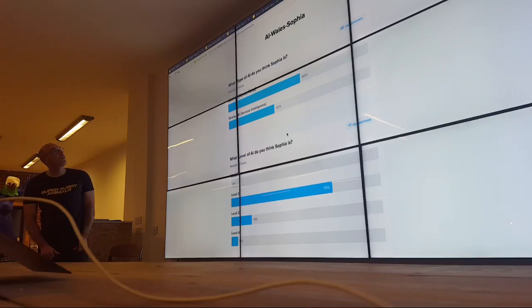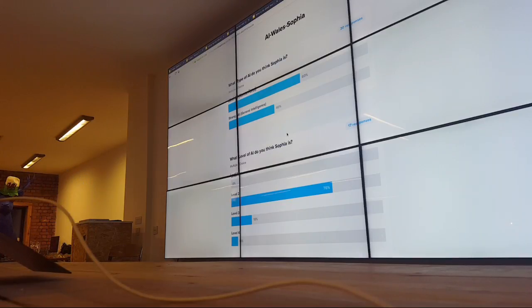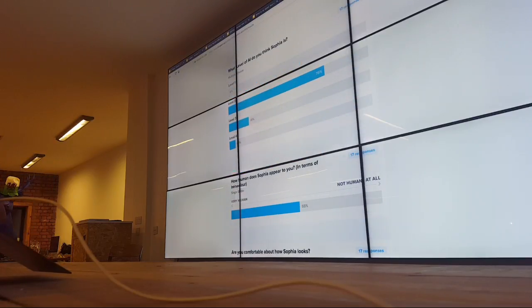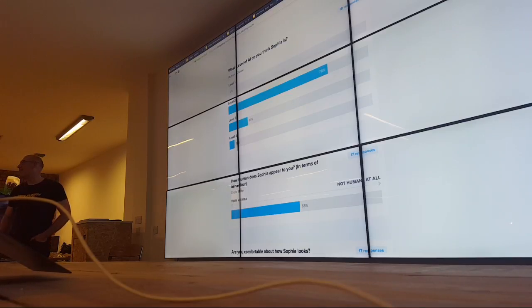When we looked at what type of AI we think Sophia is, weak or strong, 60% think she's weak, which is narrow focused, and 40% general intelligence or stronger AI. Whether she's level 1, 2, 3 or 4: the majority of you think level 2, a few think level 3, and a small amount level 4.